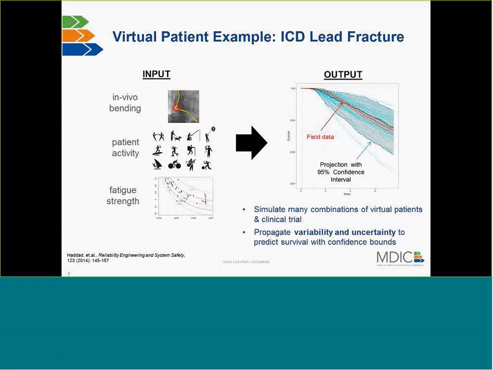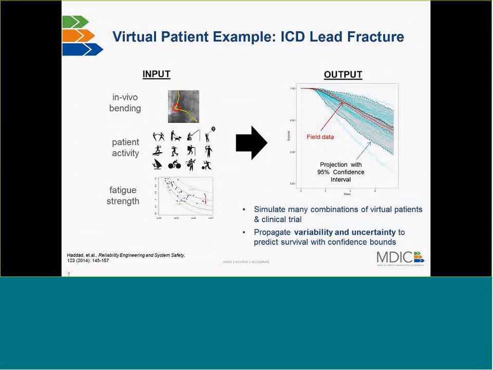Let's get into a little detail about how this model works. I won't dive way under the hood as much, though I know this is a great audience for that. But let's talk about the inputs and how this makes a virtual patient cohort. If you think about a lead, it's essentially a wire that exists somewhere inside your anatomy. And like any kind of wire, if you think about a pile of paper clips on your desk, if you bend it really tight and you bend it enough times, it's going to fracture. So the inputs that we need follow those things exactly. We can do imaging and see how much bending happens in vivo.